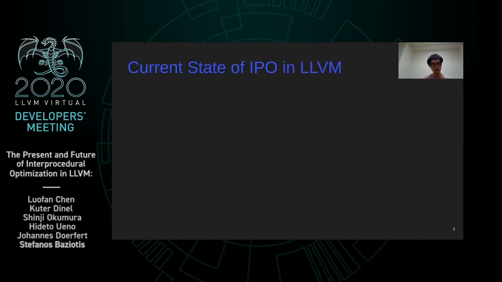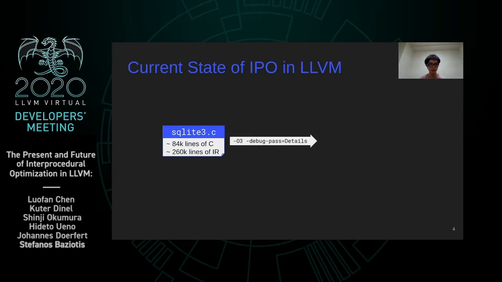Next, let's see the performance of IPO passes with the result of an experiment using the sqlite3 benchmark from the test suite. sqlite3.c is quite a big file, consisting of more than 80,000 lines of C code. We compiled this with the O3 option and the debug pass option. We can get information about executed passes with this debug pass option.